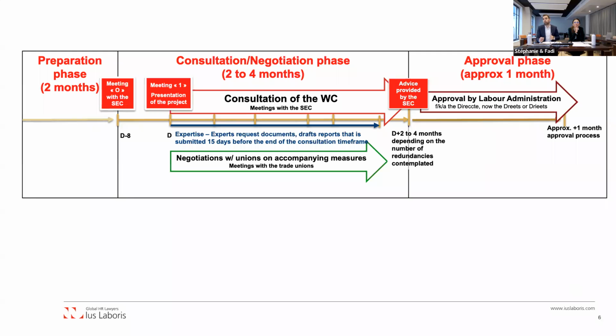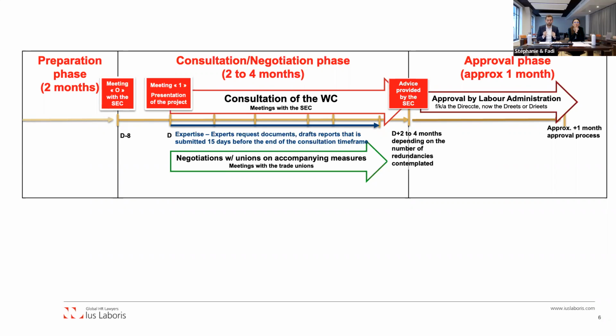It's just the meeting during which you provide the information, the package, to employee reps, and then you explain, of course, the content of the project instead of just sending it by email. Of course, it's not really appropriate. So that's meeting zero. Then meeting one will be the start of the consultation process, which will last between 2 and 4 months, depending on how many redundancies are envisaged. That's the consultation process per se.